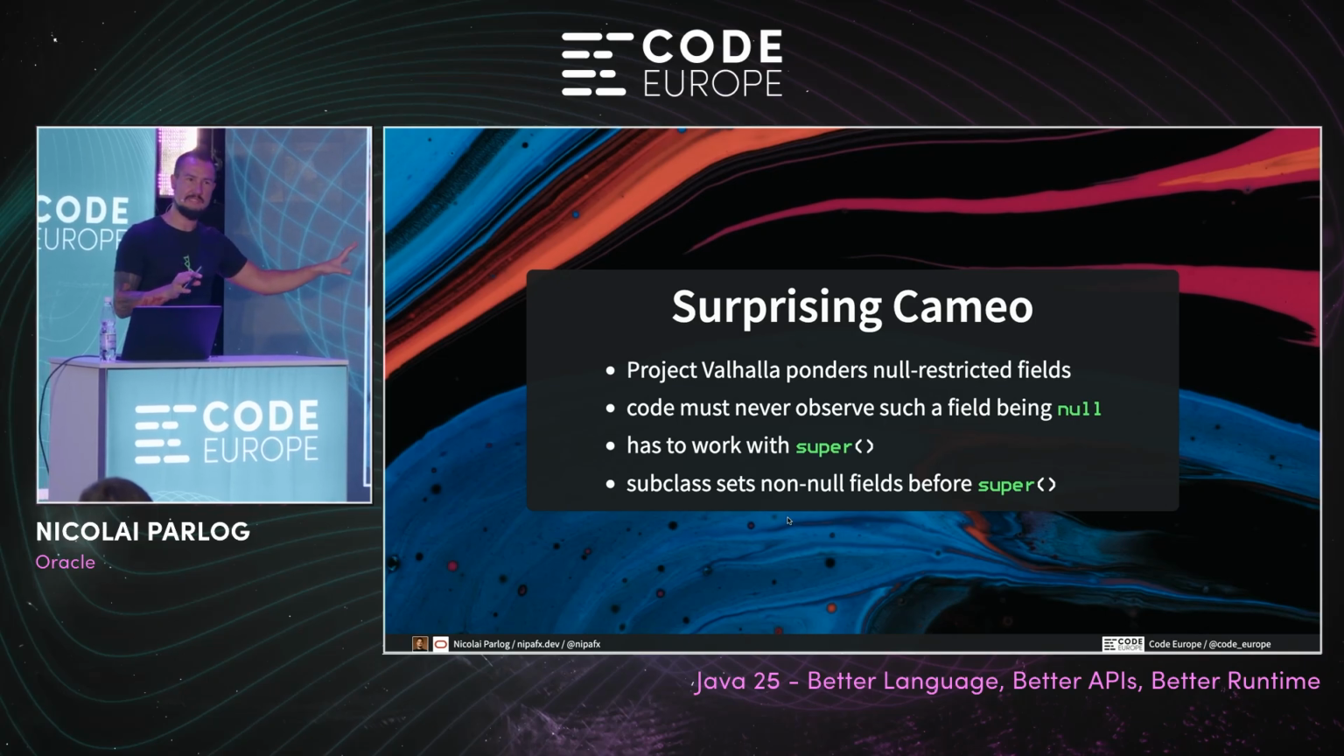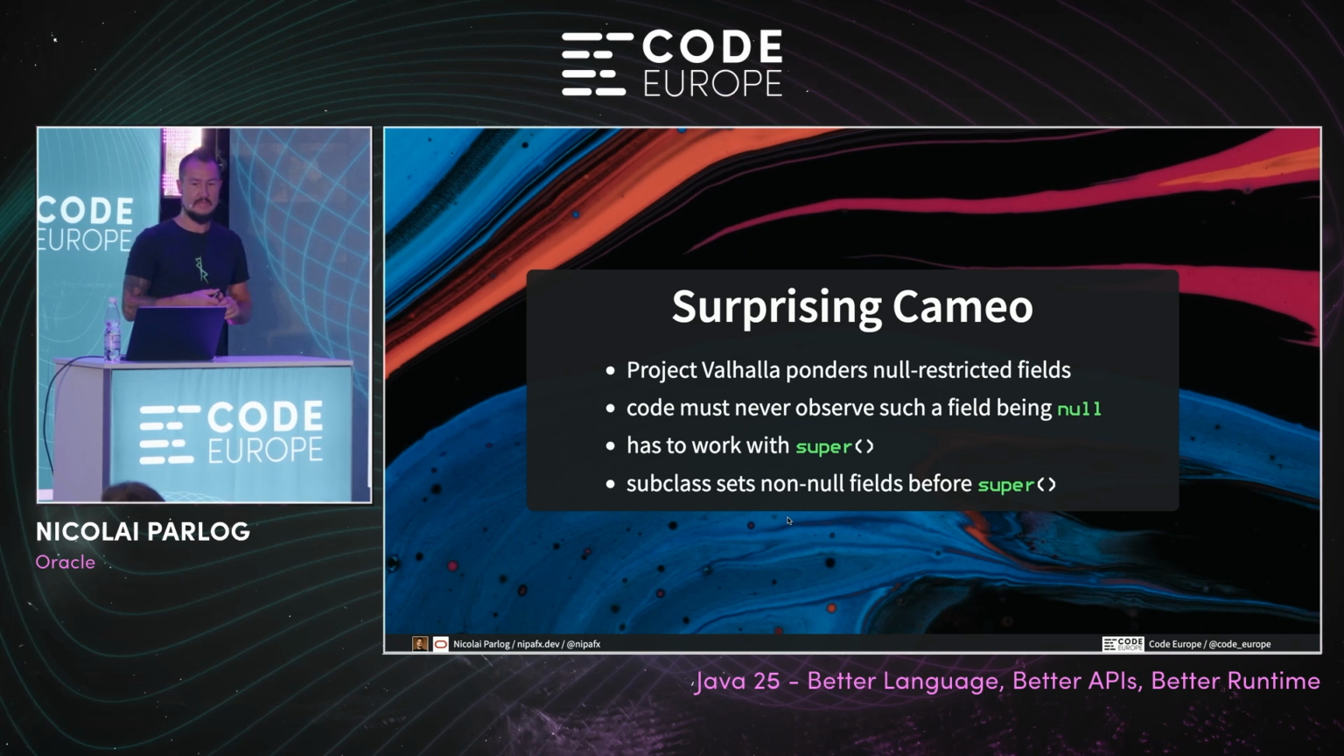In that case, ignore this slide. You can ask me later if you want to. But just for those who do know a little bit, Project Valhalla is considering null-restricted fields, meaning fields that cannot contain null. Like that kind of string, like maybe a string with an exclamation point, would be a string and not null.